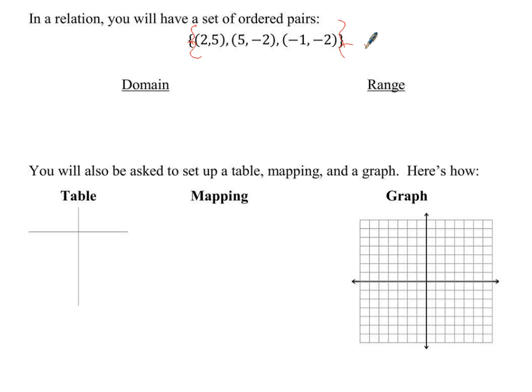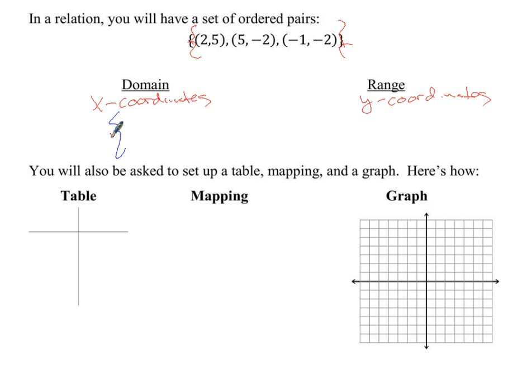We need to remember what domain is. What is domain? The x-coordinates. All the x-coordinates that are involved in the relation are your domain, which means that the range is probably y-coordinates. Okay, so now that we know what the domain is, we need to write the domain of our relation that we're given here as a set.